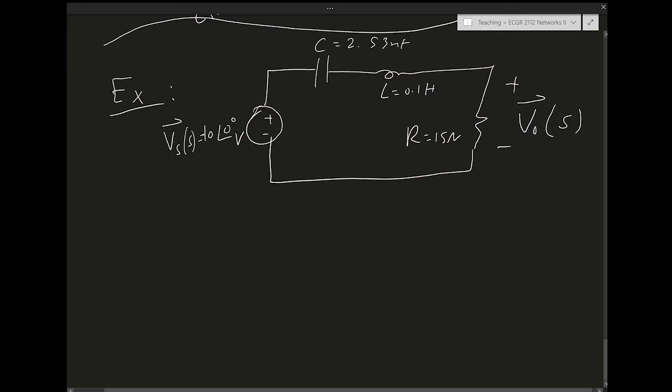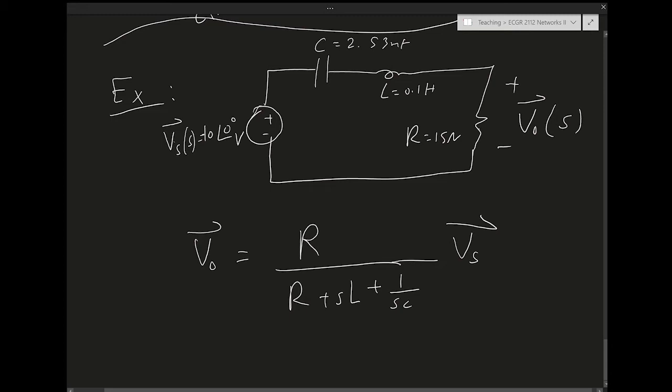So this is easy. This is VO of S. I don't have to write the S explicitly, just write VO. It's understood that this is a function of frequency. We're sweeping the frequency. So this is just a voltage divider. VO is just R over the total impedance, which is R plus SL plus 1 over SC. You have to get used to this way of writing impedances instead of doing J omega. It's equivalent, but it's helpful to get used to this manner of writing impedances. You should be able to jump easily between the J omega way of writing things and the S way of writing things.